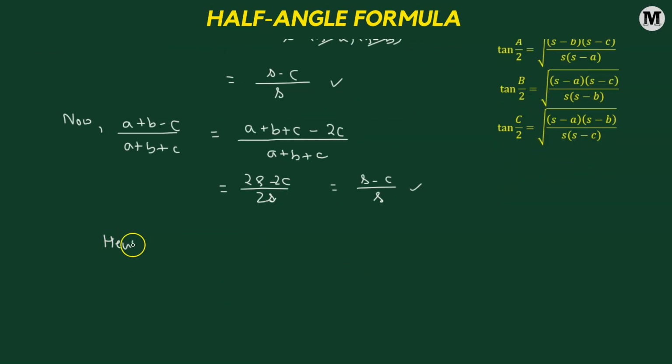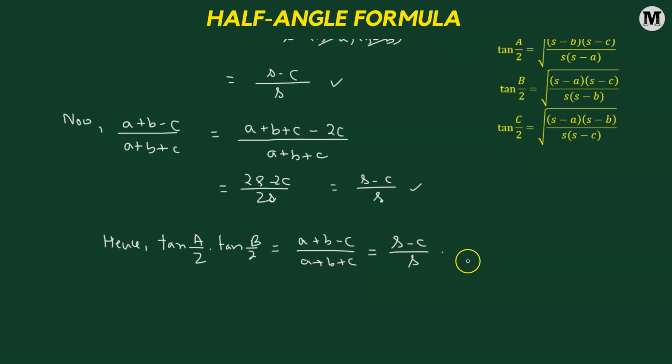Hence, if we take the product of tangent of A over 2 and tangent of B over 2, this product is going to have the same value as (A plus B minus C) divided by (A plus B plus C), and both of them have the same value, which is (S minus C) over S. Hence proved.